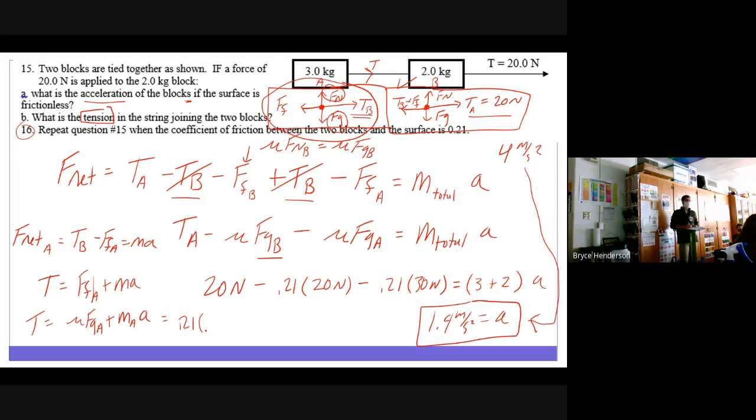So 0.21 times 30 plus 3 times, what acceleration goes here? Is that 9.8 meters per second squared or something? No, that is the acceleration of my system, 1.9 meters per second squared. So 0.21 times 30 plus 3 times the 1.9 value that I found gives me a tension of 12 newtons for part B.